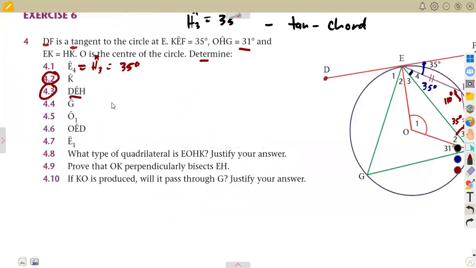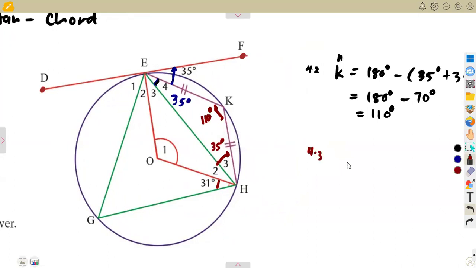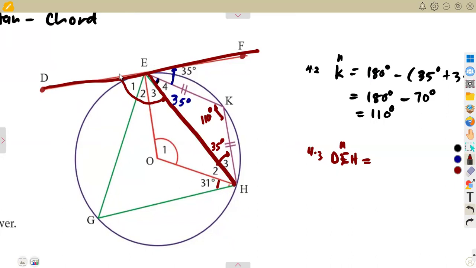All right, DEH. So we need angle DEH. That is our 4.3, angle DEH. If we consider our diagram, this is D, this is E, and this is H. We are talking about the whole of this angle here, the combination from D to E to H. I want you to properly consider this. Remember, DF is a tangent. So the DEH, this angle that is indicated here, the one that we want to calculate, is an angle between the tangent and the chord, which is the chord EH. We are talking about the chord EH, angle between a tangent and a chord.